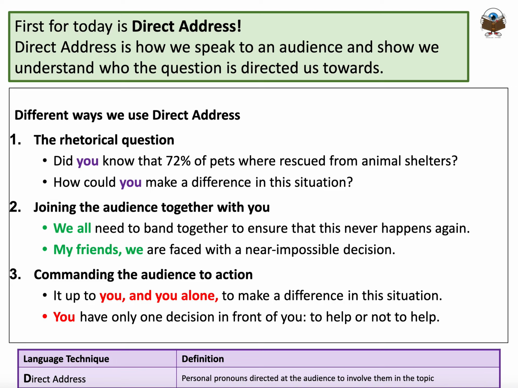You have only one decision in front of you: to help or not to help. Just pause, take those in, and read that slide again. Make sure that you're clear on what direct address is. As I was talking through, I was using that word pronouns. Just a reminder that these are all pronouns. This "you" is the second person pronoun, "we" is a collective pronoun, or "us", applying to all of us, and "I", "my" are possessive pronouns. Direct address is personal pronouns directed at the audience to involve them in a topic.